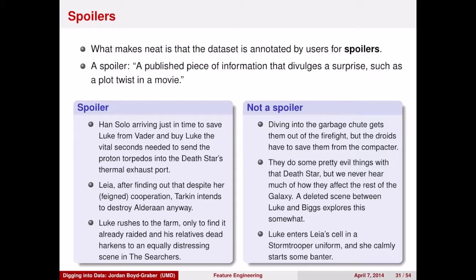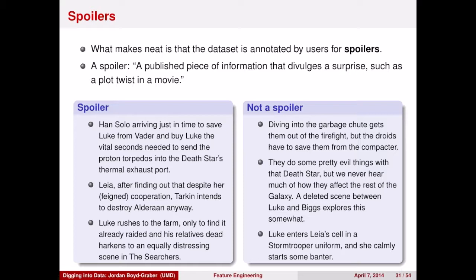Because all of these tropes are examples from media that people consume for entertainment, there's a concept of a spoiler. A spoiler is a piece of information that tells you something about what's going to happen in the plot of the movie, the TV show, or the book that would somehow impair your enjoyment. Examples of spoilers include plot twists, surprises, that sort of thing. So here we have some examples of spoilers and things that are not spoilers from TV Tropes.